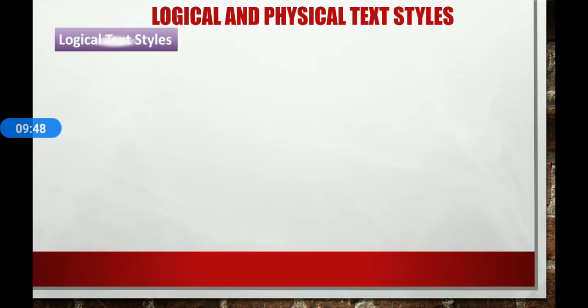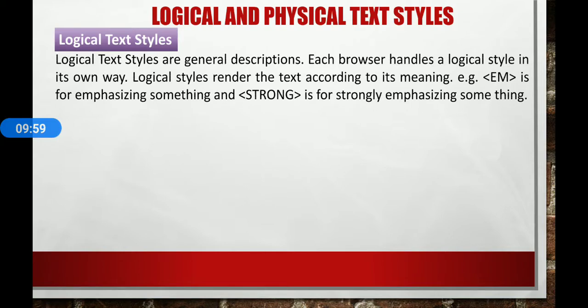Now let's see some logical and physical text styles. HTML has two types of style for individual words or sentences, logical and physical style. Logical text styles are general descriptions. Each browser handles a logical style in its own way. Logical styles render the text according to its meaning. For example, EM for emphasizing something and strong for strongly emphasizing something.